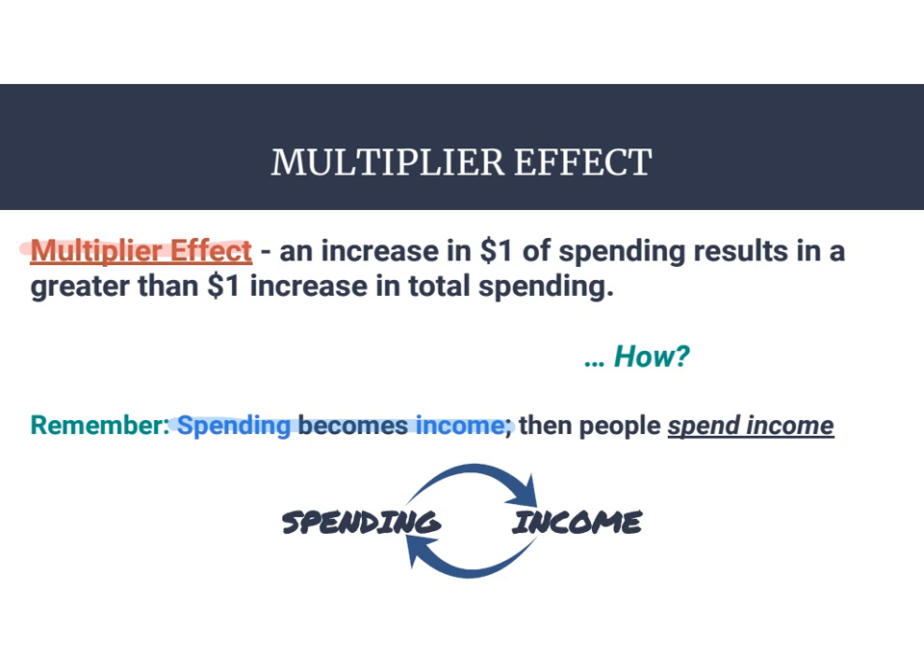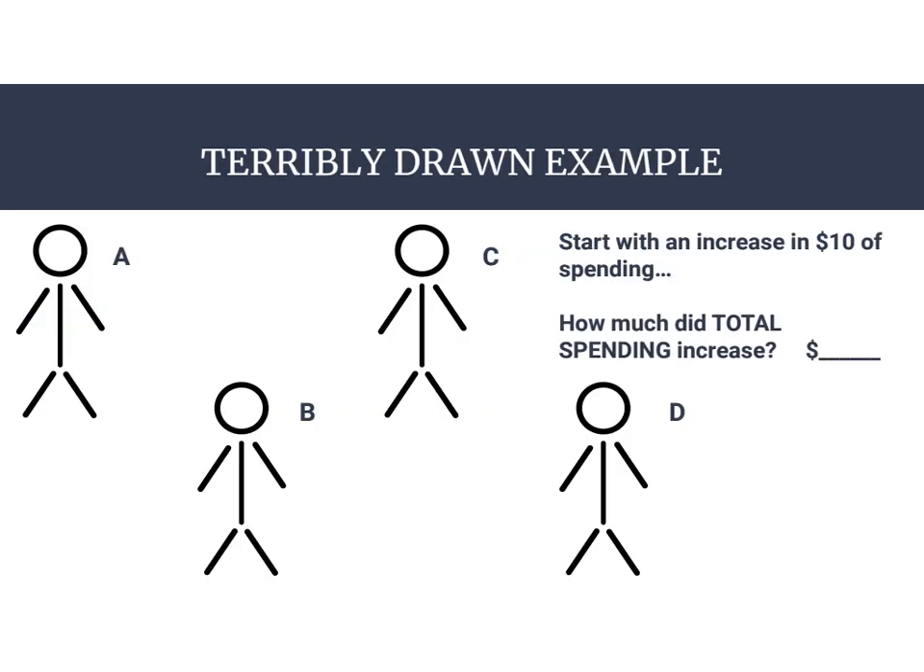spend it. So now you have $2 of total income. You started with $1 of spending, but now there's $2 of spending. And then that becomes somebody else's income, and then they spend it. So now you have $3 of total income. And so we have this multiplier effect where $1 of spending results in a greater than $1 increase in total spending. So let's do a terribly drawn example.